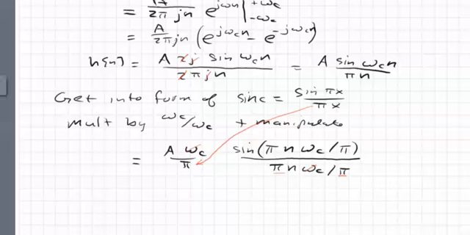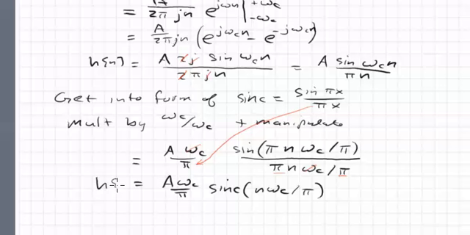But now we can write this as a sinc function. This is equal to a omega c over pi times the sinc function. And remember, the pi is built into the definition, so I don't have to write this pi or that pi. It's n omega c over pi. And that is our h of n.